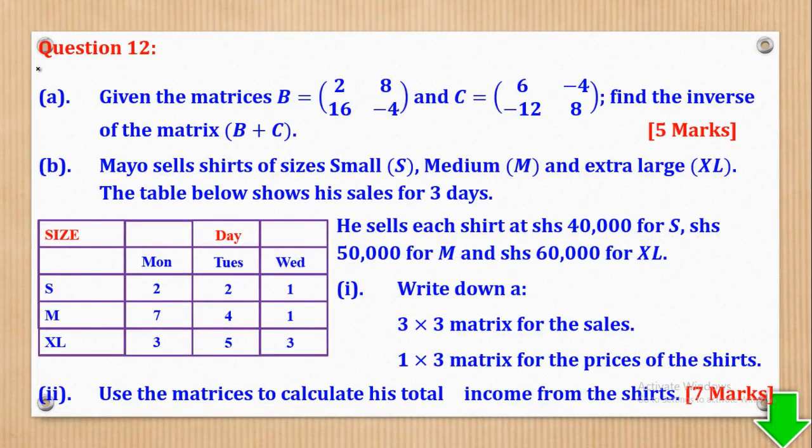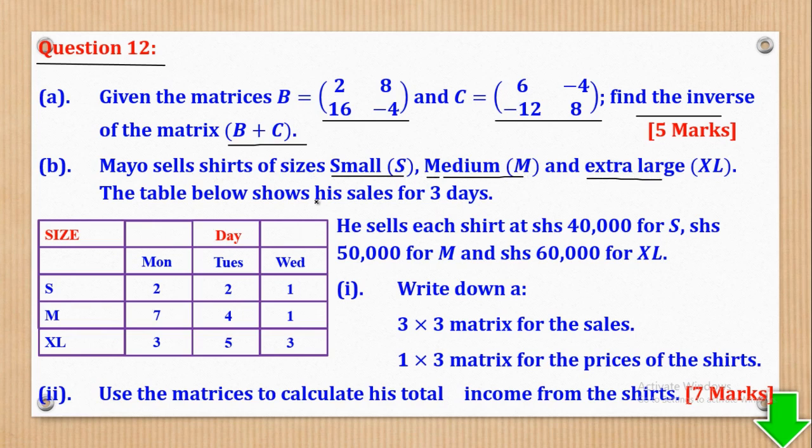So now we shall go to question 12. Question 12 says, part A, given the matrices B, which is 2, 8, 16, negative 4, and matrix C, which is 6, negative 4, negative 12, 8, find the inverse of matrix B plus C. That was part A. Then part B, Mayo sells shirts of all sizes, small, medium, and extra large.